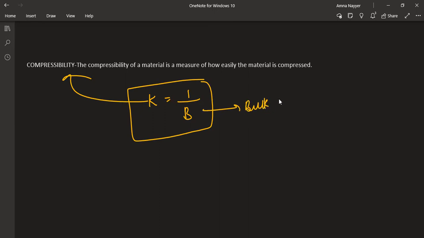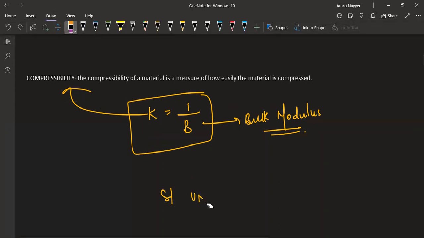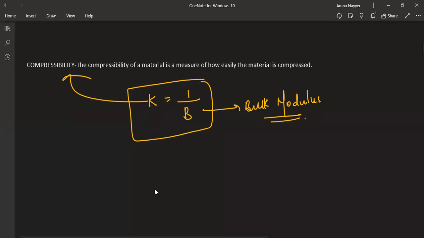B is bulk modulus. K is compressibility and B is bulk modulus. So when you write the SI unit of it, SI unit will be inverse of Pascal. SI unit will be Pascal inverse.